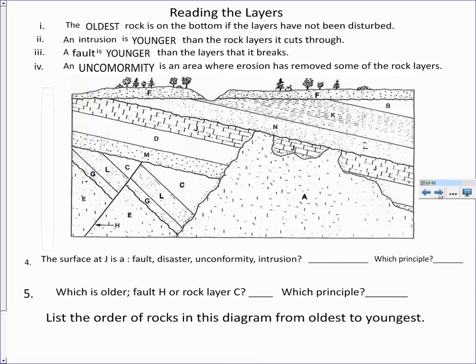All right, moving on. Number 4 says the surface at J. Where's the surface? Here or here? Let me do different colors. Is the surface the blue or the green? Blue. Surface means on the top portion. So the surface at J, is that a fault, a disaster, an unconformity, or an intrusion?